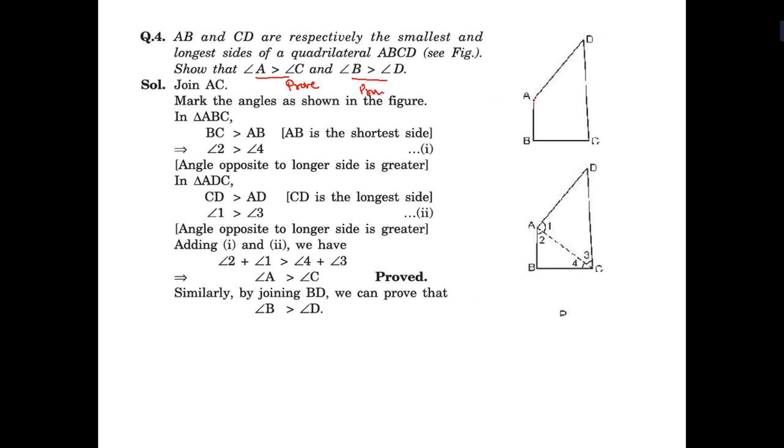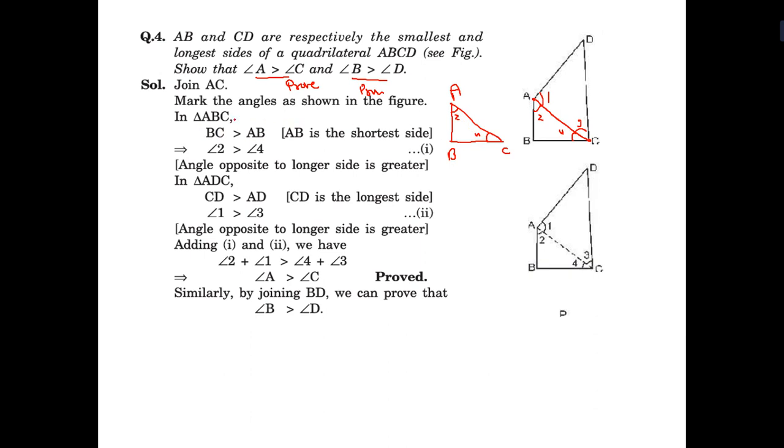Here you will see angle A and angle C, but it is a quadrilateral, so we have to construct something here. That is the given angle. Here I have to write 1, 2, 4 and 3. So join AC and mark the angles as shown in the figure. Now there are two triangles. In triangle ABC we have angle 2 and angle 4.